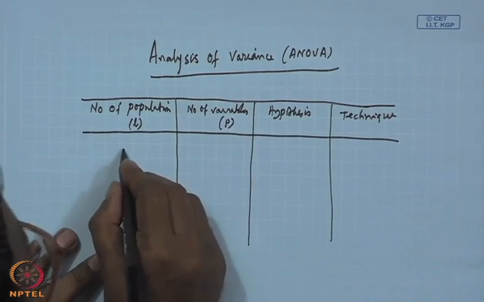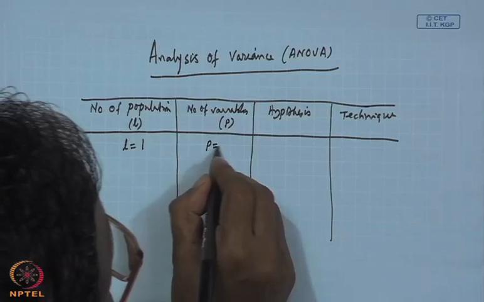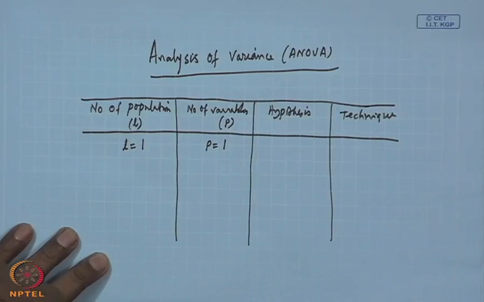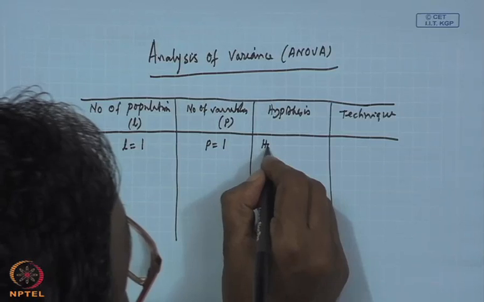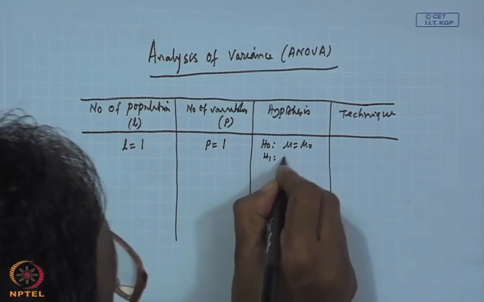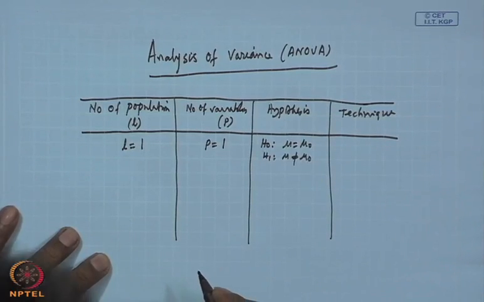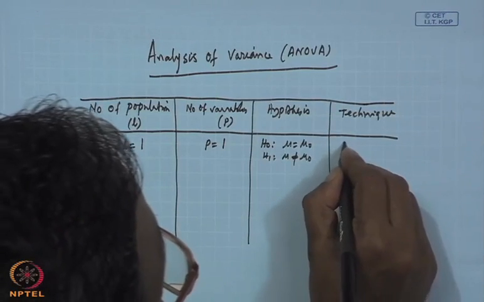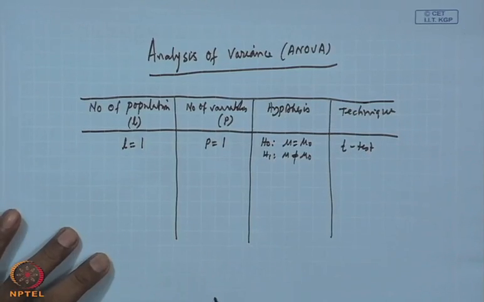then the situation is a single population, L equal to 1. Suppose the number of variables is also 1, P equal to 1. What do we do in hypothesis testing? We test H0: mu equal to mu 0 and H1: mu not equal to mu 0. Generally we test this, and we use the t test for the small sample case. We assume that the population is normal.